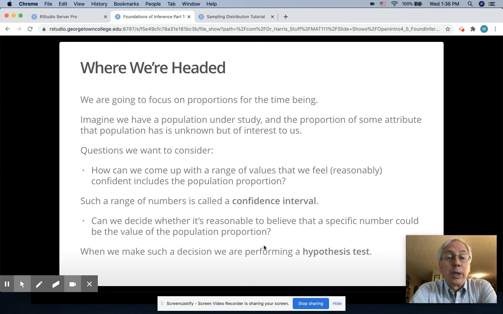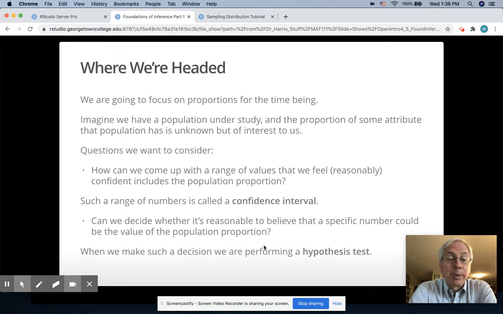So here are the 2 types of questions that we're going to be looking at in videos 3 and 4 for this chapter. The first one, which will come up in the third video, is how can we come up with a range of values that we think it's reasonable to conclude that the population proportion is between. So we come up with a range of values, a low number and a high number, and we say that we're pretty confident, we're pretty sure that the proportion lives between those 2 numbers. That range is going to be called a confidence interval. So confidence intervals are going to be a big thing that we're going to be working with in the third video for this chapter.